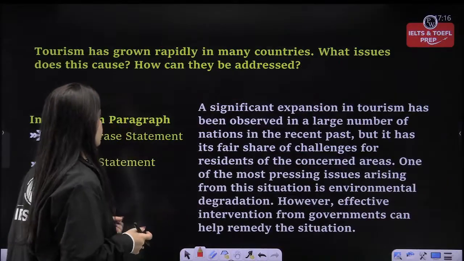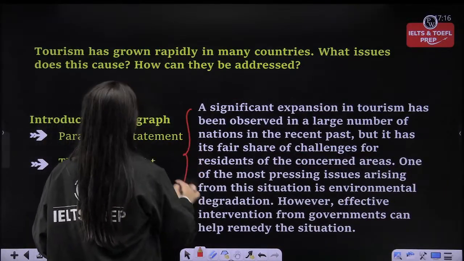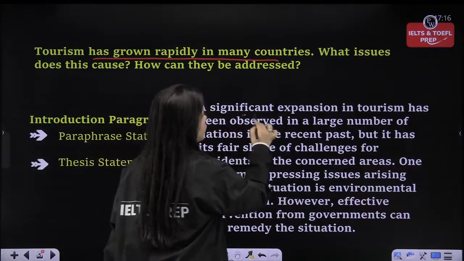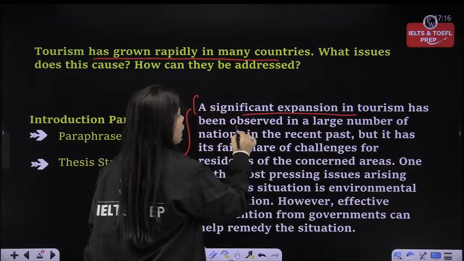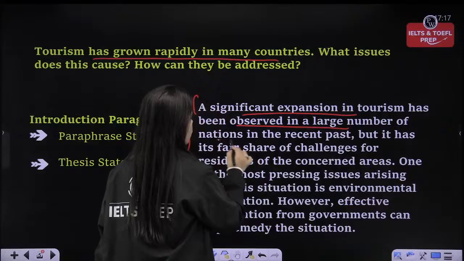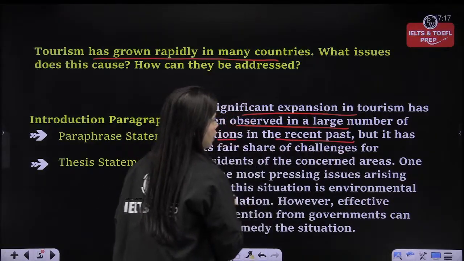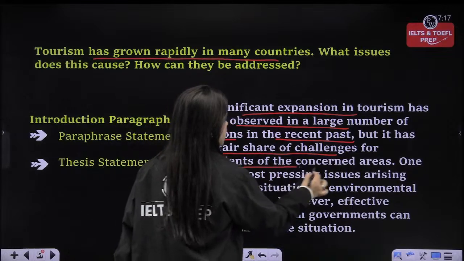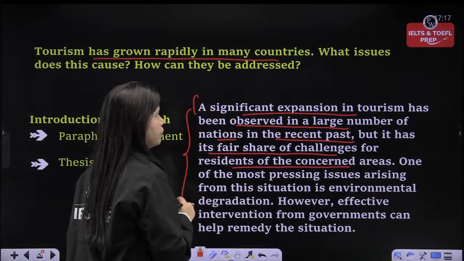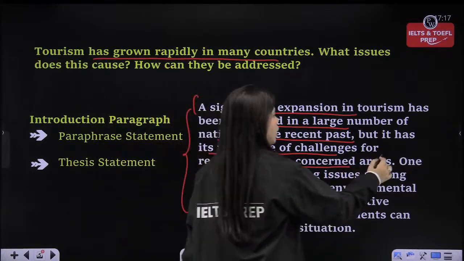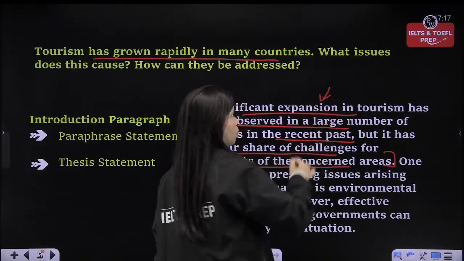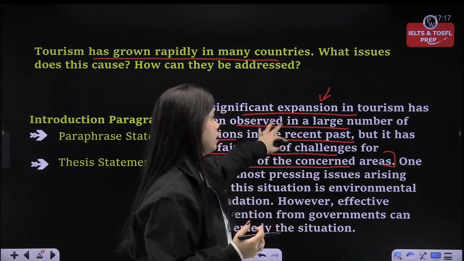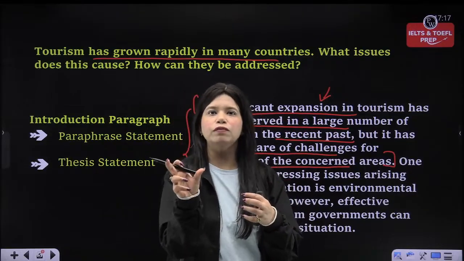So here you go with the introduction paragraph. Question says tourism has grown rapidly in many countries, and I am saying a significant expansion in tourism has been observed in a large number of nations in the recent past, but it has its fair share of challenges for residents of the concerned areas. And then till here I am only saying that okay, tourism has grown, just like the question I'm saying that it has expanded, there's a significant expansion, but it has brought fair share of challenges.